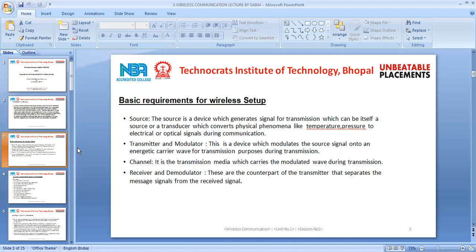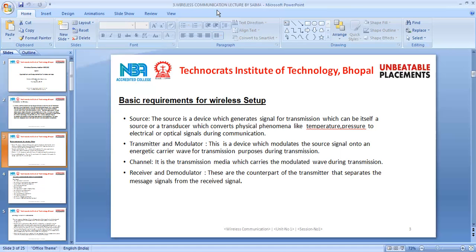There must be a transmitter and a modulator. We all know what modulation is. The transmitter is a device which modulates the source signal onto an energetic carrier wave for transmission purposes. During transmission, the channel is the transmission media which carries the modulated wave.